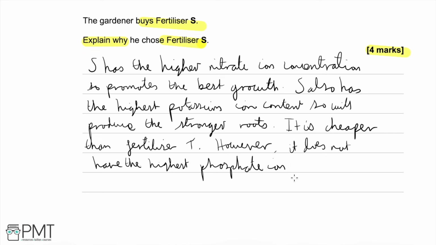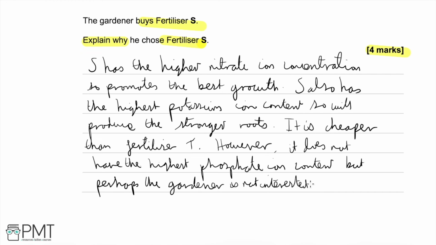Now, if we think back to what phosphate ions are essential for, we know that they are used for flowering and fruiting in plants. So, if a gardener has a preference for a fertilizer with less of these ions, we could assume that he's not interested in growing flowers or fruit. Thus, this will be our final point, that perhaps the gardener is not interested in growing flowers. And that will be enough to get the full 4 marks.